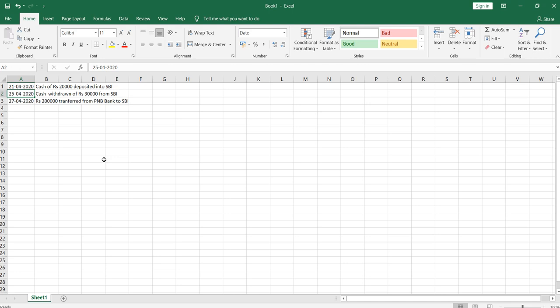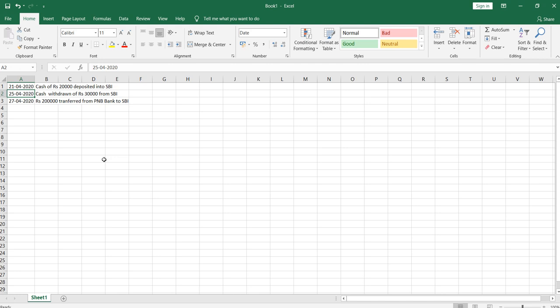So there are three scenarios. When cash is deposited into the bank, the bank balance will increase and the cash balance will decrease. When the cash is withdrawn from the bank, the cash balance will increase and the bank balance will decrease. The third scenario is when funds are transferred from one bank to another bank of the same business organization. The bank receiving the fund will be debited, and the bank from where the fund is moving out will be credited.